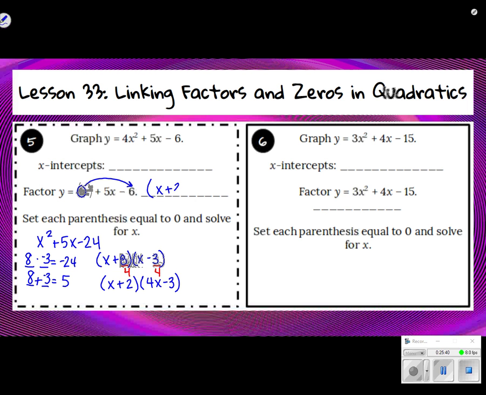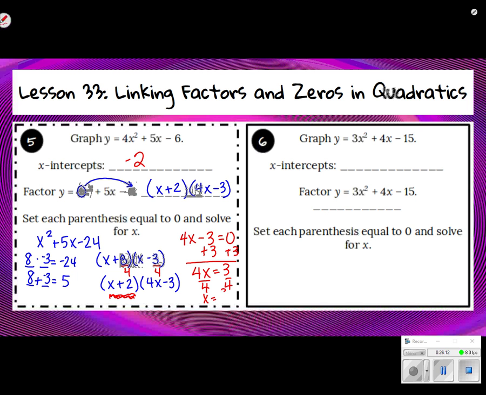x plus 2, 4x minus 3. Now one of them, not always, but one of them is usually easier to tell just by looking at it. And this one, you can figure out the zero pretty easily: -2, right? Because that's the opposite of +2. The other one, if it's hard to figure out just by looking at it, you can set it equal to 0, and this becomes a two-step equation.